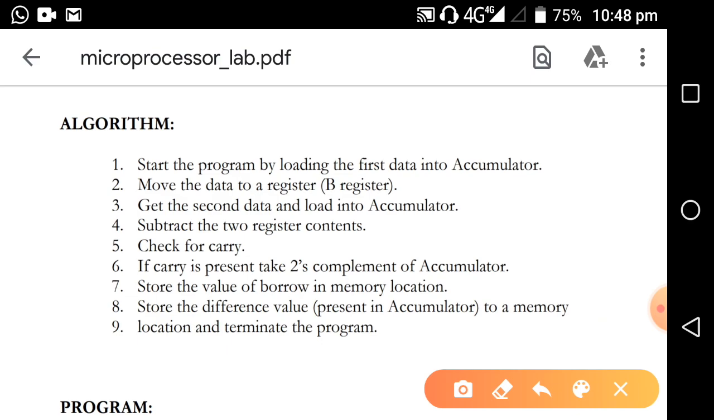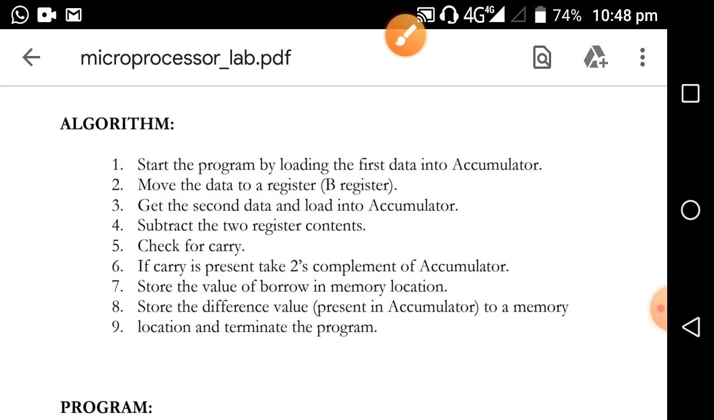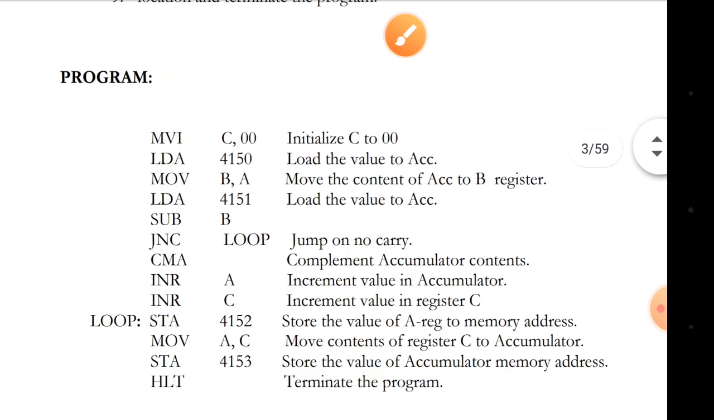Okay, if there is no borrow, then the difference is the actual difference, so we directly store the difference and the borrow into the destination memory location. So these are the steps which we need to follow for the subtraction process of the two 8-bit numbers. So now we will move towards the assembly language program.